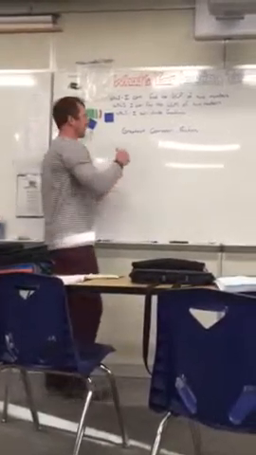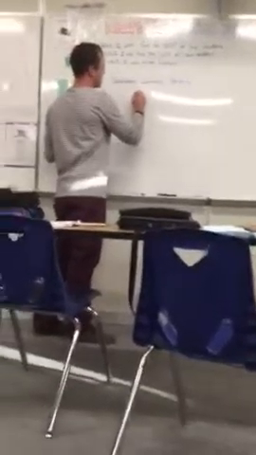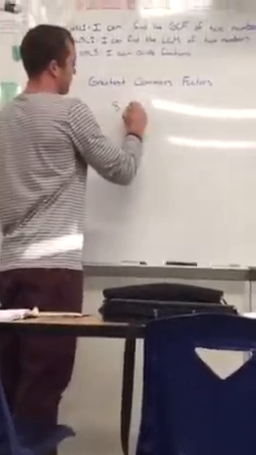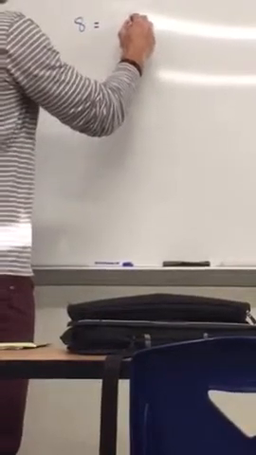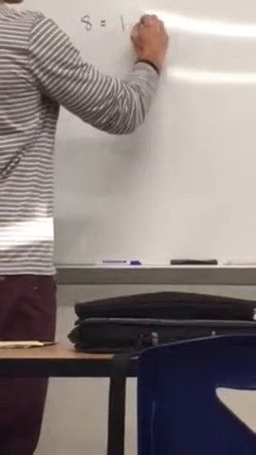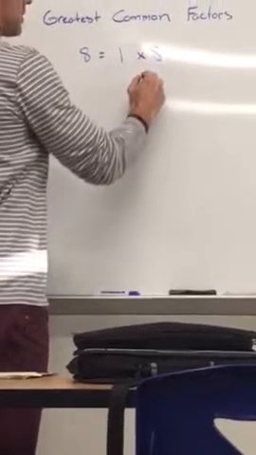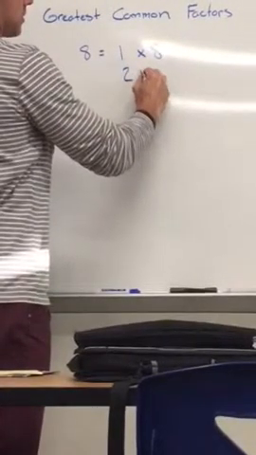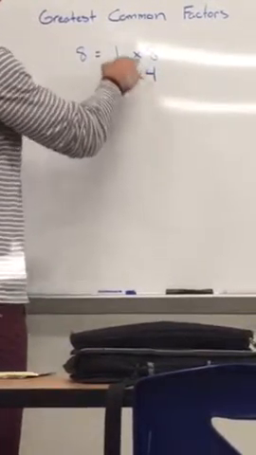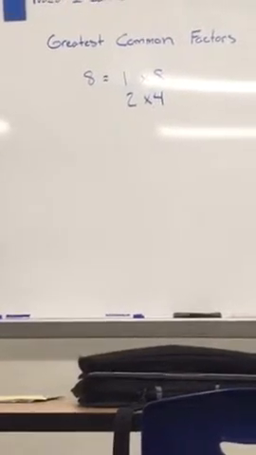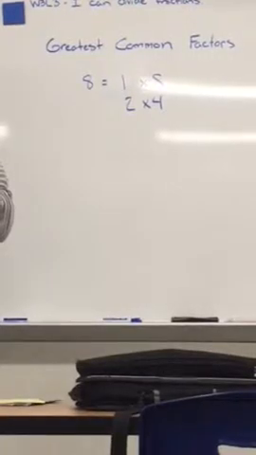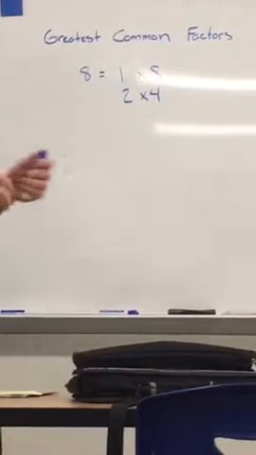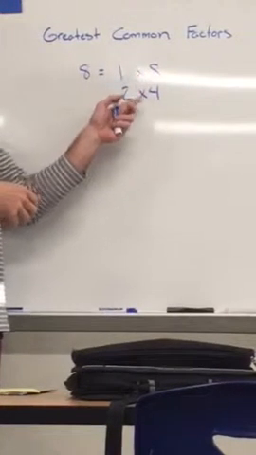I'll help you. List the factors of 8 for me. 1 and 8. 2 times 4. These are factors of 8. Okay? Factors are numbers that you can multiply together to equal a certain number. So factors of 8 are 1 and 8, 2 and 4.